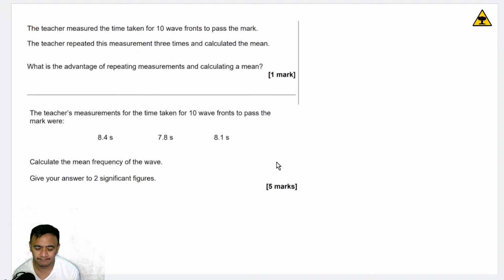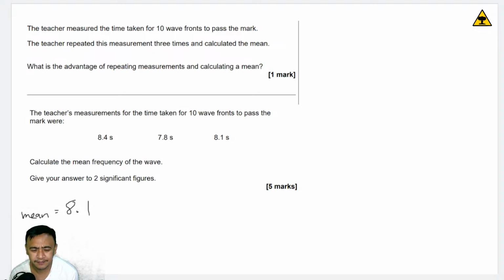The answer is 8.4 plus 7.8 plus 8.1, divided by 3, equals 8.1, which is the mean. So the mean is 8.1, right? Yeah. And then what?